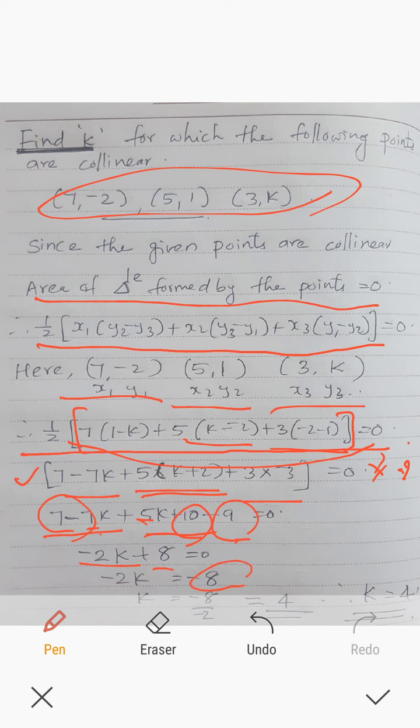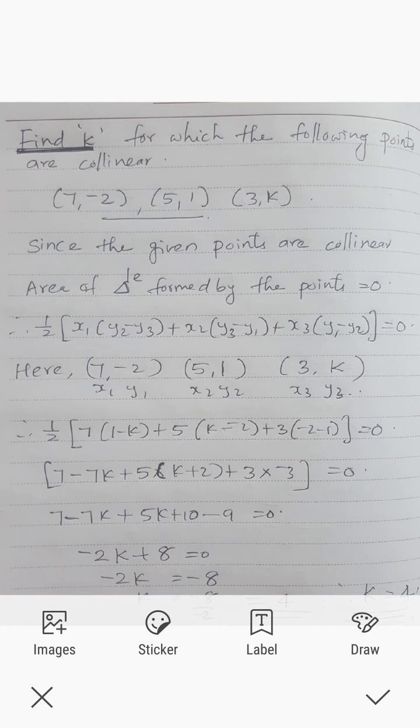Transposing, minus 2k equal to minus 8. k is equal to minus 8 by minus 2, which is equal to 4. So we got the value of k as 4. Okay. So if the given points are collinear, we got k is equal to 4.